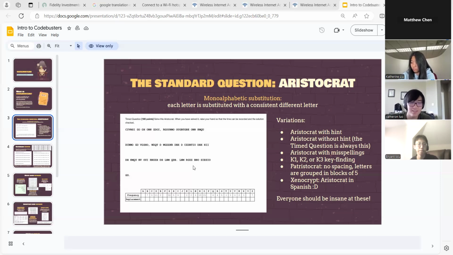And then additionally, there's also the patristocrat, which doesn't give you the spacing between the letters, and the letters are just grouped into blocks of five. And there's also the xenocrypt, which is the aristocrat, but it's in Spanish.